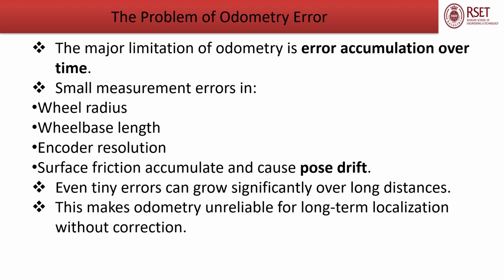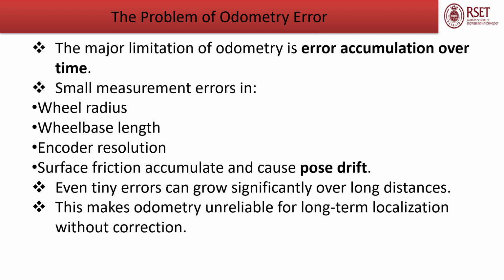Now we come to the critical limitation, that is, the error accumulation in the case of odometry. Odometry errors do not appear suddenly. They grow gradually. Every time the robot updates its position, a small error is introduced. That error becomes the starting point for the next update. So errors accumulate over time. This leads to something called pose drift. The robot believes it is at one location, but physically it may be somewhere else.